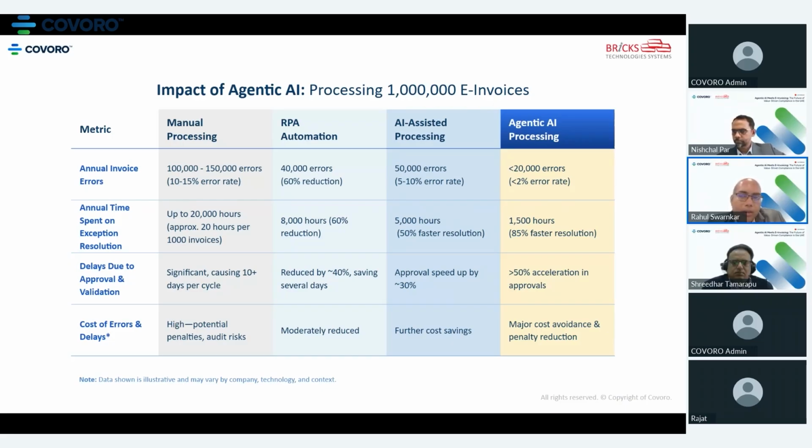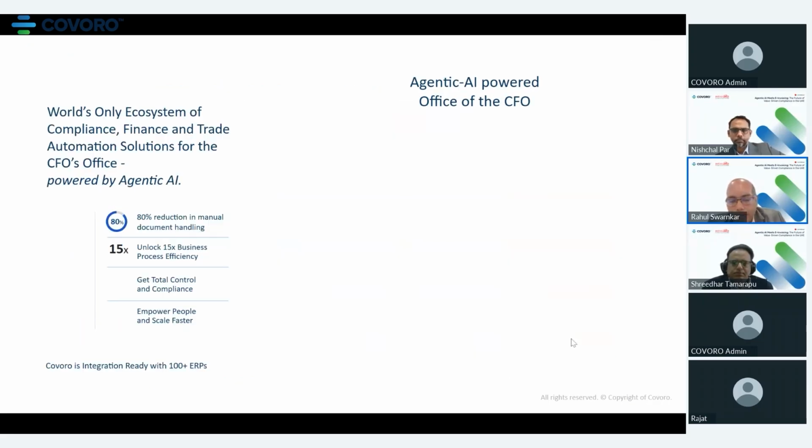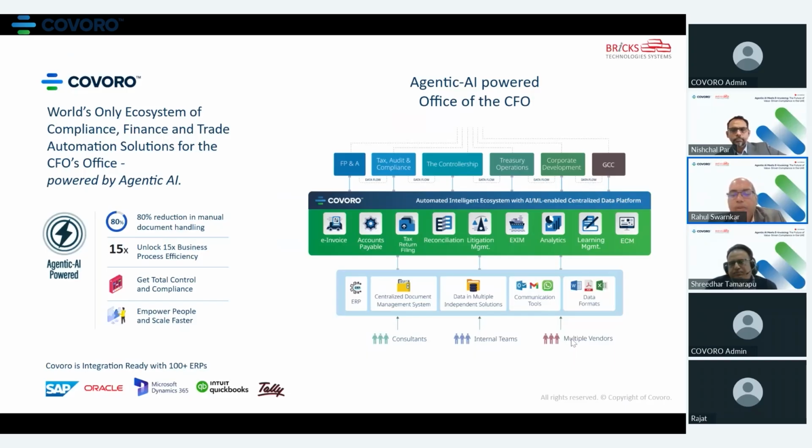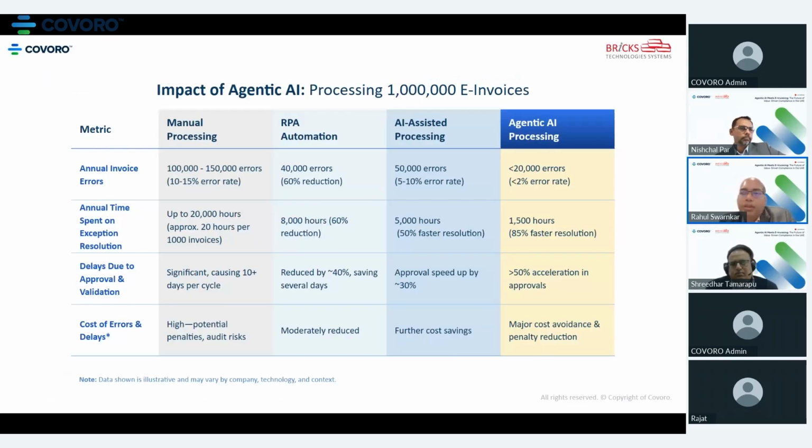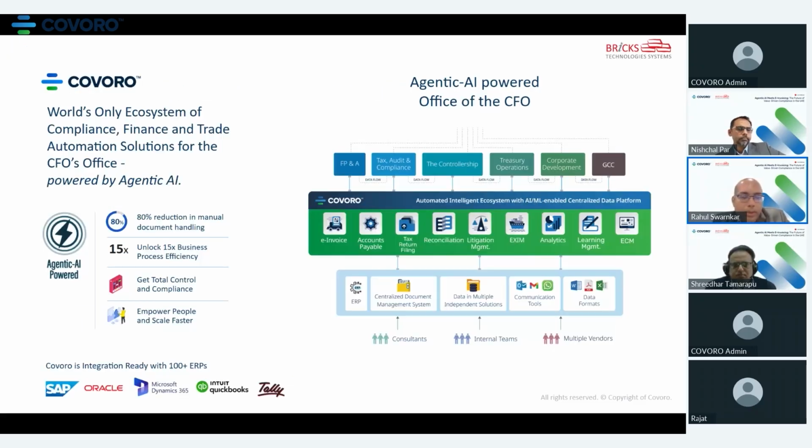So a lot more use cases get enabled, eliminating or minimizing the cost of errors and delays to the highest possible extent. And it's not just about the cost, but also about brand savings and other intangible values which it can deliver to you. So now let's see the complete office of the CFO.